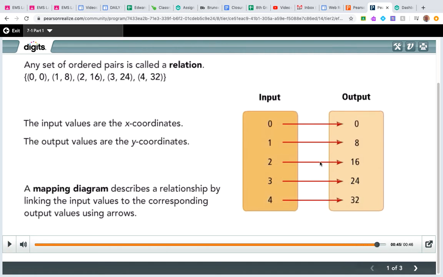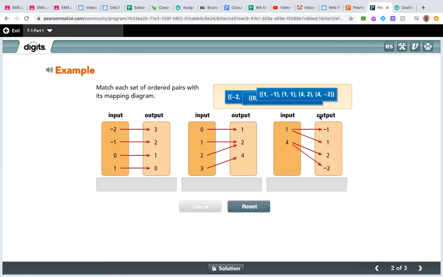So this is a mapping diagram, and it's very similar to the input-output table, only it's not actually a table. There's a set of the input, a set of the output, and then an arrow links them together. Okay? So this is just definition stuff. They're going to be using these. All right. They want you to match each set of ordered pairs with its mapping diagram.